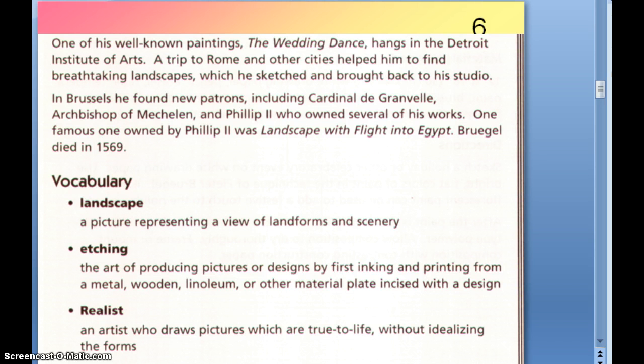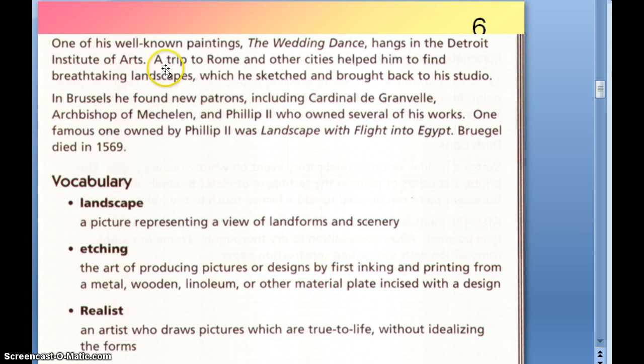Bruegel died in 1569. Our vocabulary today is landscape, which is a picture representing a view of landforms and scenery. Etching, the art of producing pictures or designs by first inking and printing from a metal, wooden, linoleum, or other material plate incised with a design. And realist, an artist who draws pictures which are true to life without idealizing the forms.